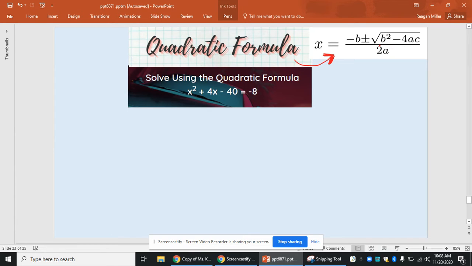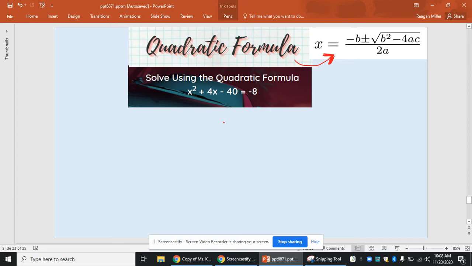The quadratic formula is the only method we have of solving quadratic equations that works every single time. So we have learned so far how to factor a bunch of different ways. That is one way that you can solve quadratic equations. But factoring doesn't work for every single problem that you have.